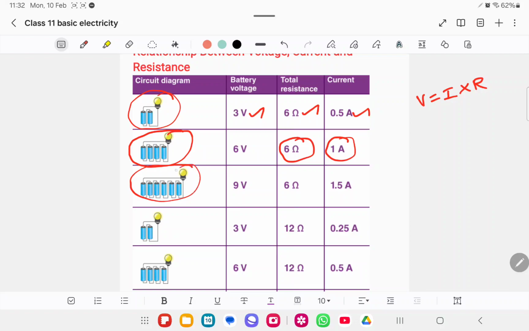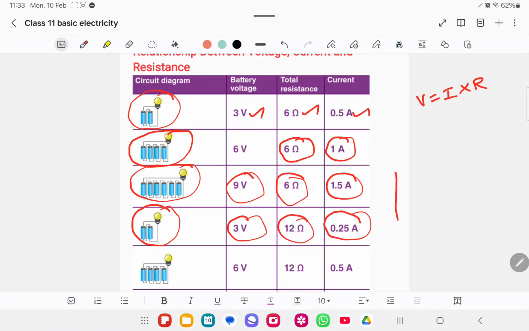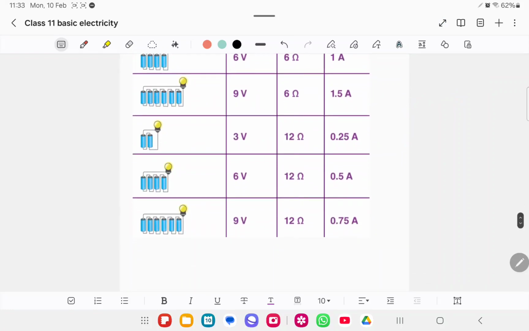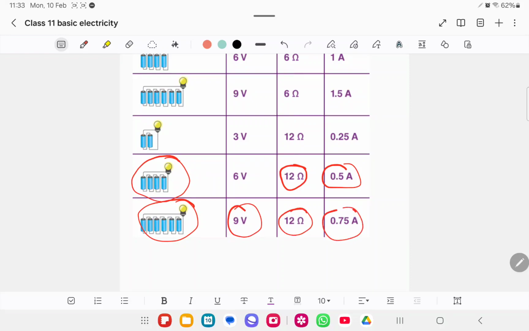You can see here 9 volt. With the same 6 ohm, you can see the current is increased here. Likewise, if you apply the same 3 voltage here, but now the resistance is changed, resistance is doubled, now you can see the current is reduced, correct? Now look next, similarly here, 6 voltage, the same 12 resistance, what happens to the current? It reduces. Similarly, as resistance increases, the current reduces.